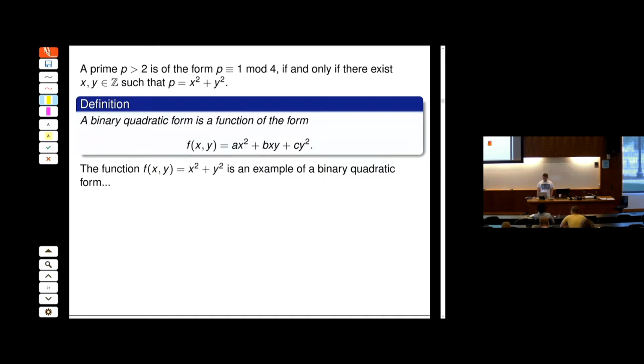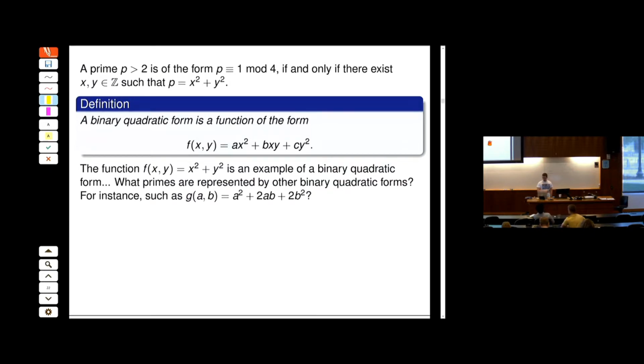And we would like to know, well, okay, what if I change the quadratic form, choose another one, what primes are represented then? Maybe there is some other explanation for counting of primes in one way or another. Some other quadratic form might appear and have something to do with it. So, for instance, here's another quadratic form, a squared plus 2ab plus 2b squared. Are there primes of that form, and which primes are of that form?